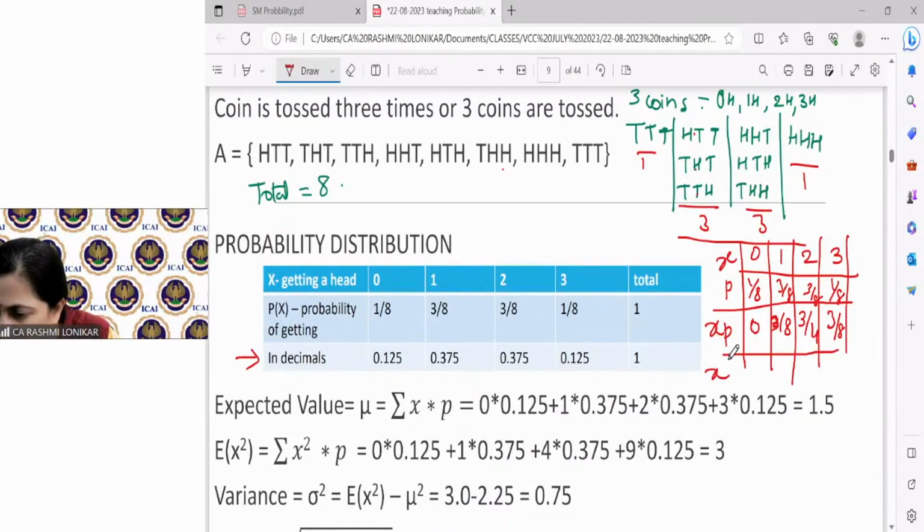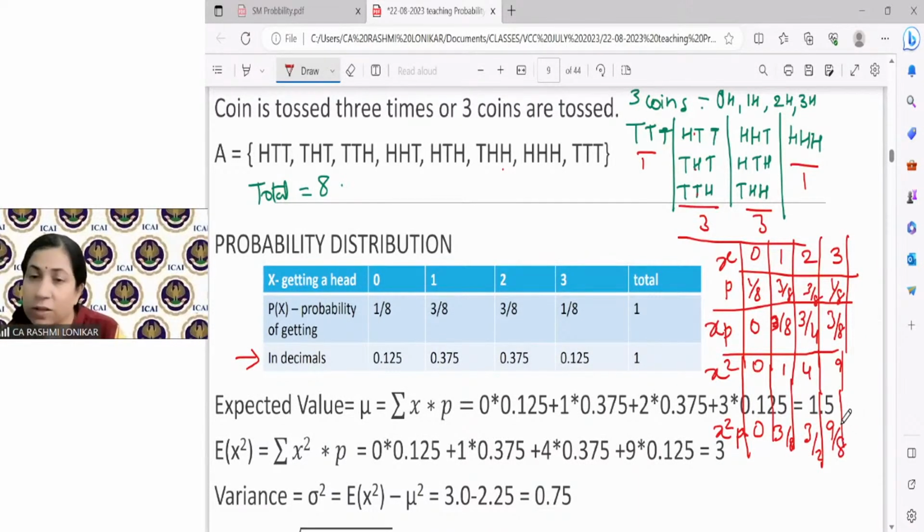And then I have x square. What is x square? 0, 1, 4, 9. And then I will have x square into P. So x square into P will be what? 0 into P is 0. Then 3 by 8 into 1 is 3 by 8. Then I have 3 by 8 into 4 is 3 by 2. And 1 by 8 into 9 will be 9 by 8. So this is the way you will calculate.